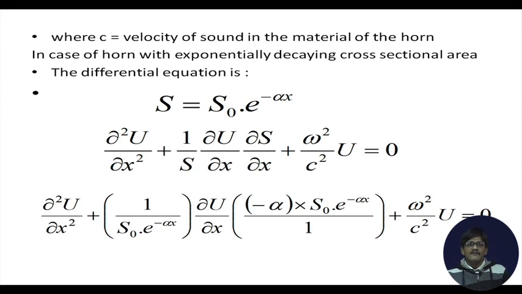So, once we have made this assumption, or once we are considering such a horn, we simply replace the value of s by this expression. So, what do we have? We have 1 by s. So, for that, in the second term, in this place we have replaced s by this expression S0 into e to the power minus alpha x. So, what is S0? S0 is the cross sectional area where it connects up with the transducer. At the transducer end, we are having S0.